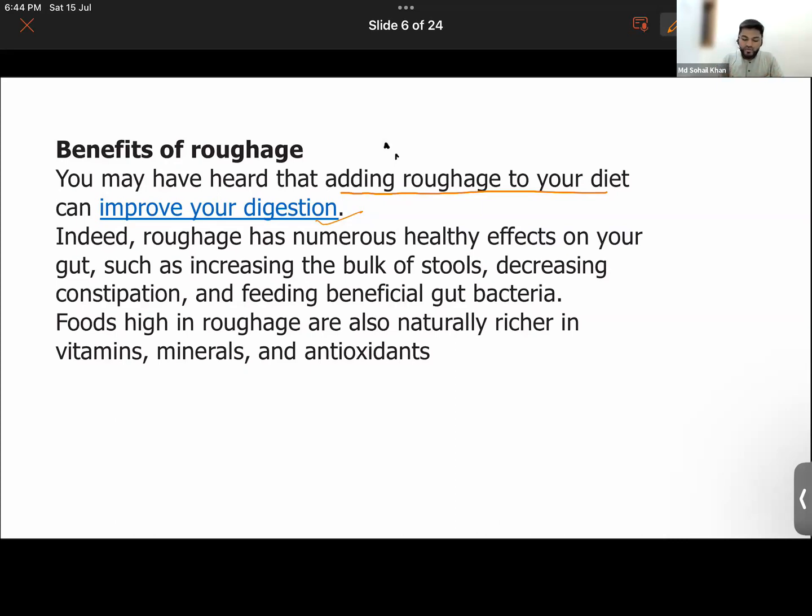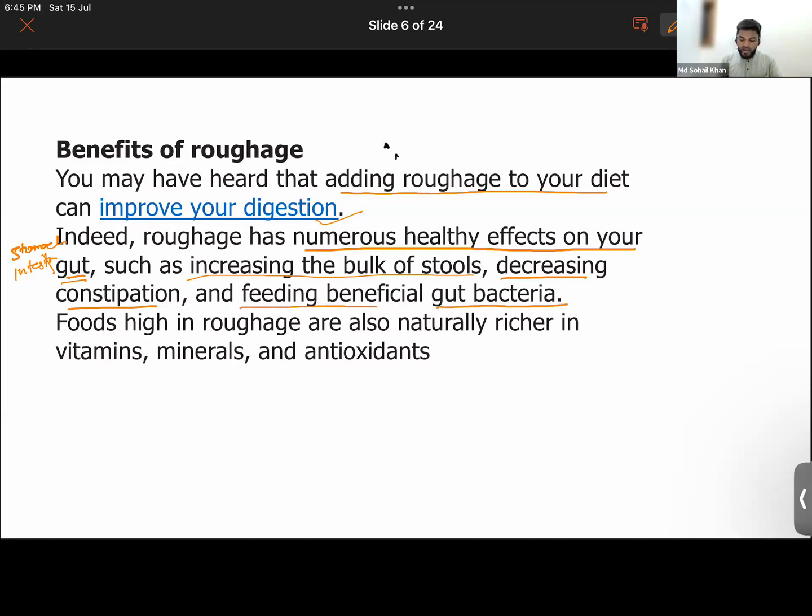This roughage is only in plants, not in animals. Roughage has numerous healthy effects on our gut, that is our stomach and intestine. Gut here refers to stomach and intestine. It increases the bulk of stool. Stool is basically the solid waste. It increases the bulk of the stool, decreases constipation, and feeds beneficial gut bacteria.